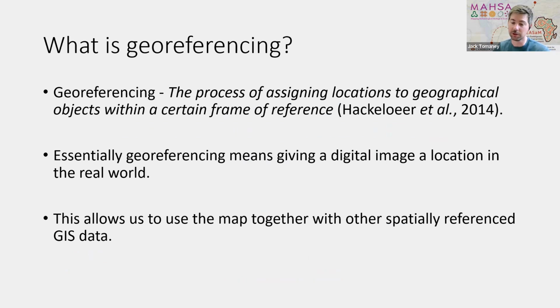So in other words, it's the process of taking a digitized image, such as a paper map or a remotely sensed image taken from a plane or a satellite, and giving this real world coordinates within the reference system. Once we do that, as we've seen in a few examples already, we can use this map together with other GIS data. We can overlay it with satellite imagery, modern maps, archaeological data, and many other data sets.